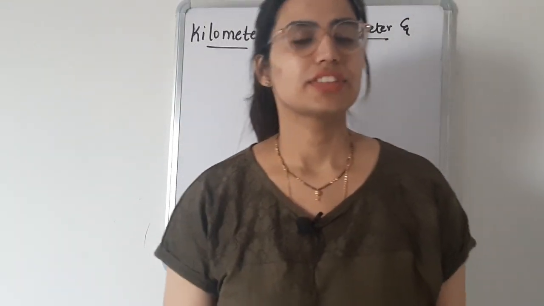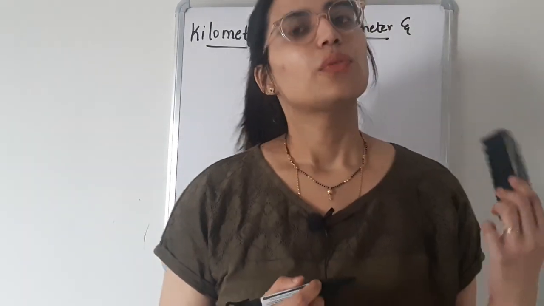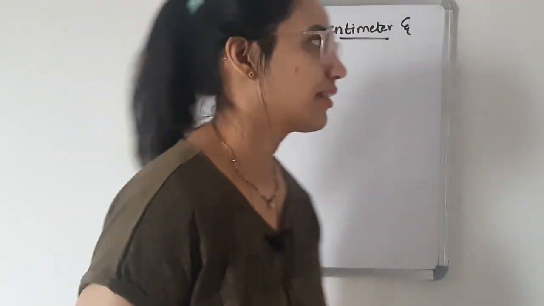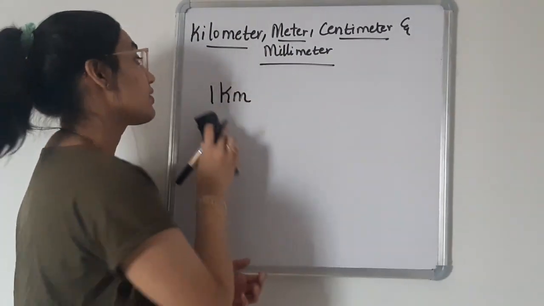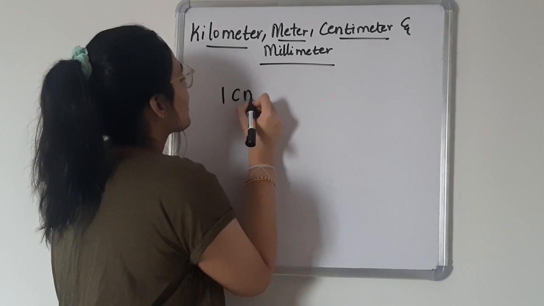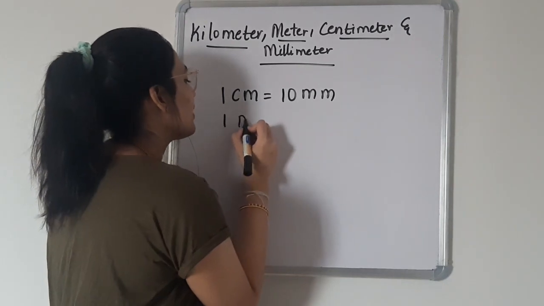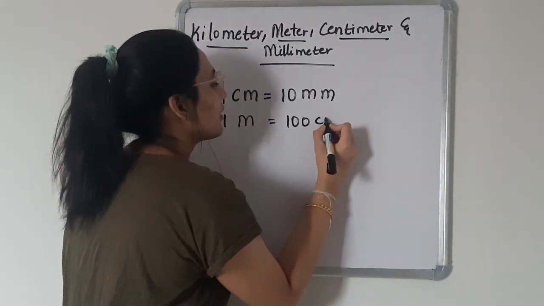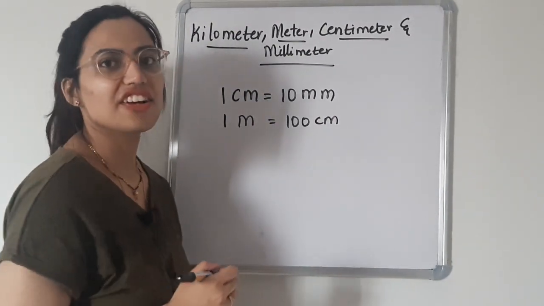Now let's see how to convert a kilometer into meter, into centimeter, and into millimeter. Let's start with the units of measurement of length. Okay, let me start with the scale only. I've told you that in 1 centimeter there will be 10 millimeters, right? Because there are 10 lines in the scale. In the same way, in 1 meter there is 100 centimeters. 1 meter is equal to 100 centimeters.